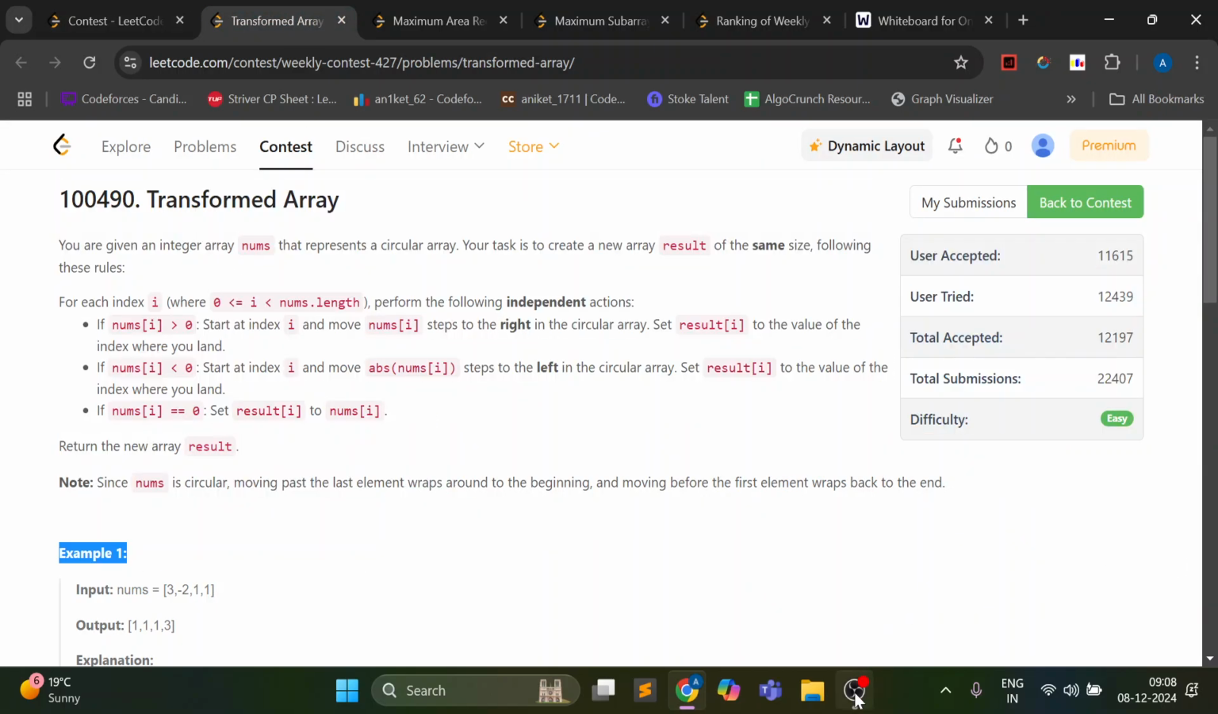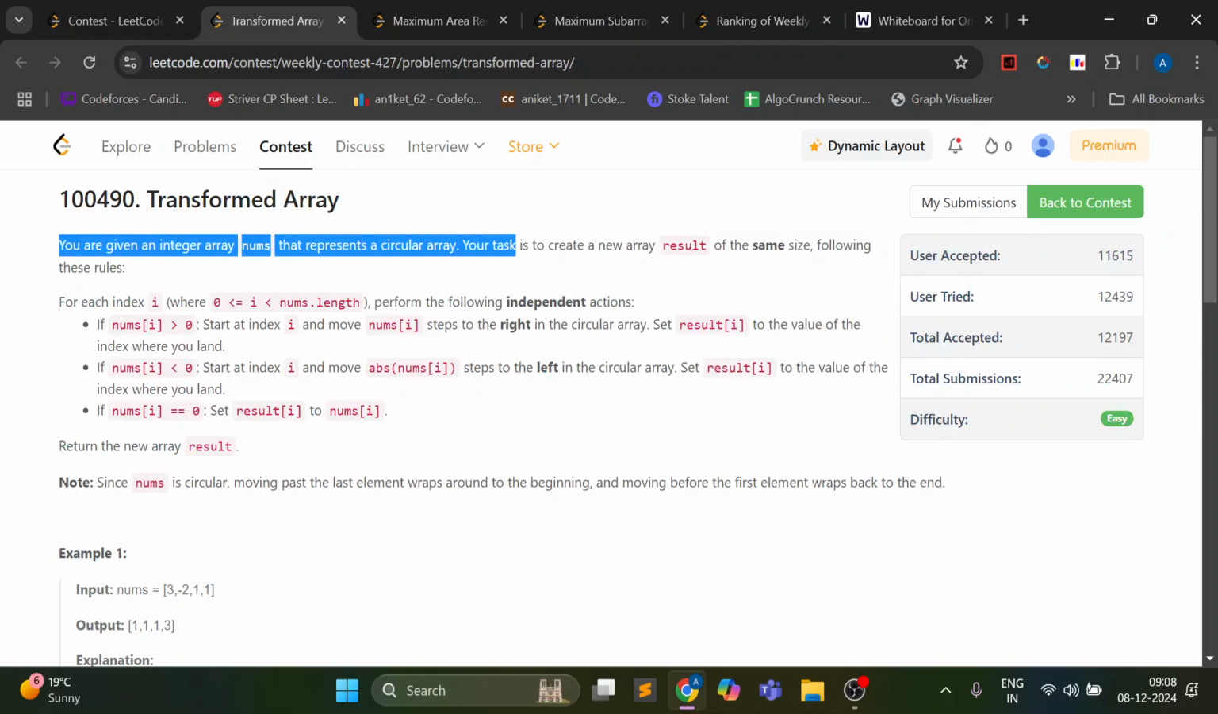So problem one. The first problem is Transformed Array. We are given an integer array nums that represents a circular array. A circular array means that the next element of the last element would be the first element. So that's a circular array basically, and the previous element of the first element would be the last element.